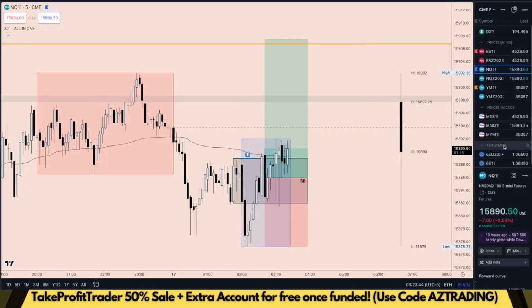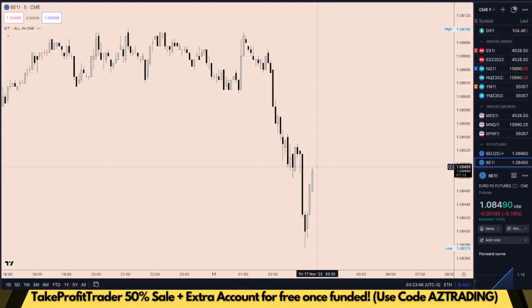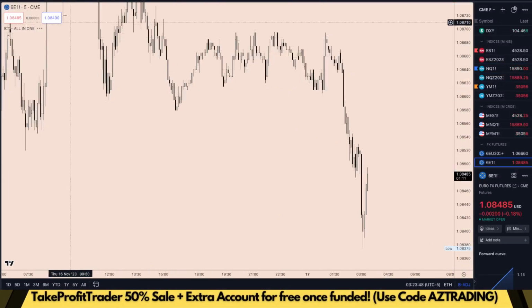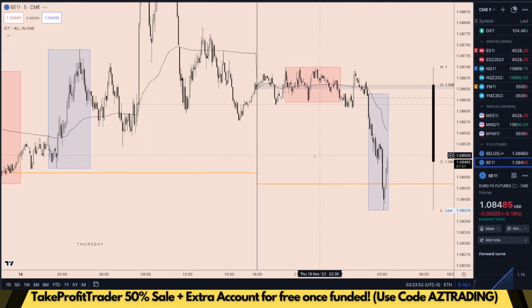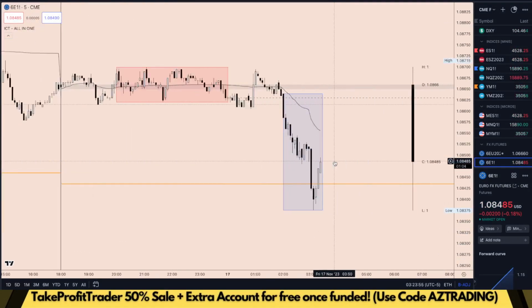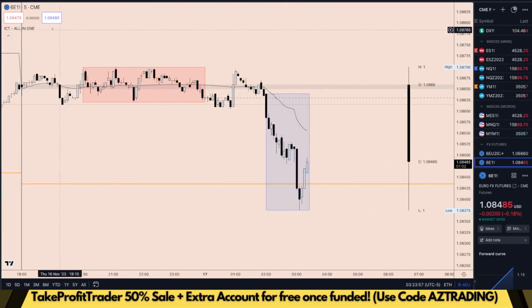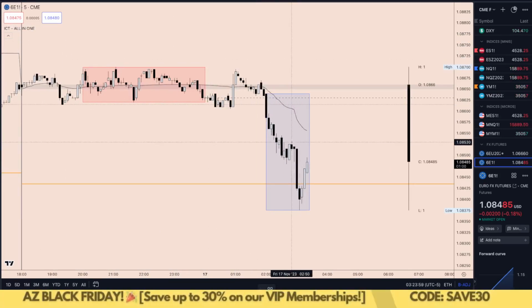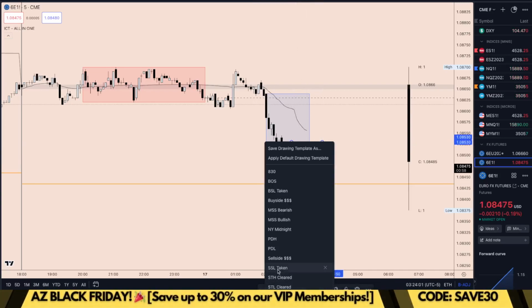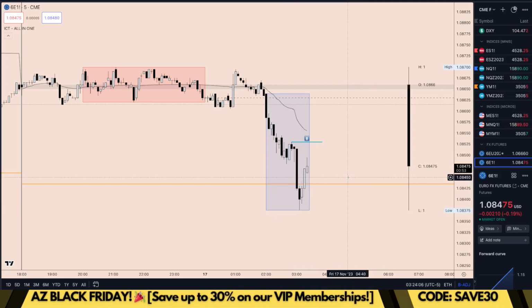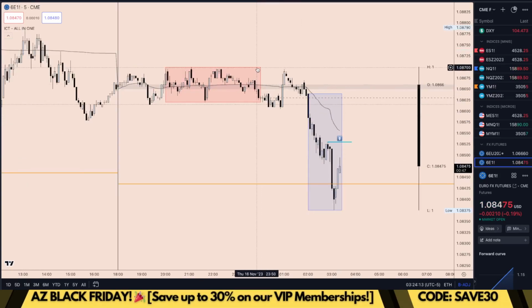Take a look at EU here. Took sell side, took the previous day's low. Market structure shift would come in right here. Strong sell-off starting at 2 a.m. here on EU. Asia highs still remaining as the high of the day.